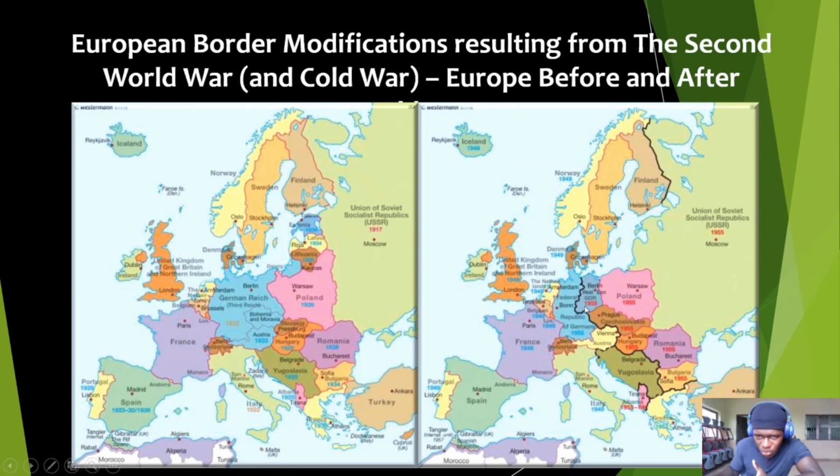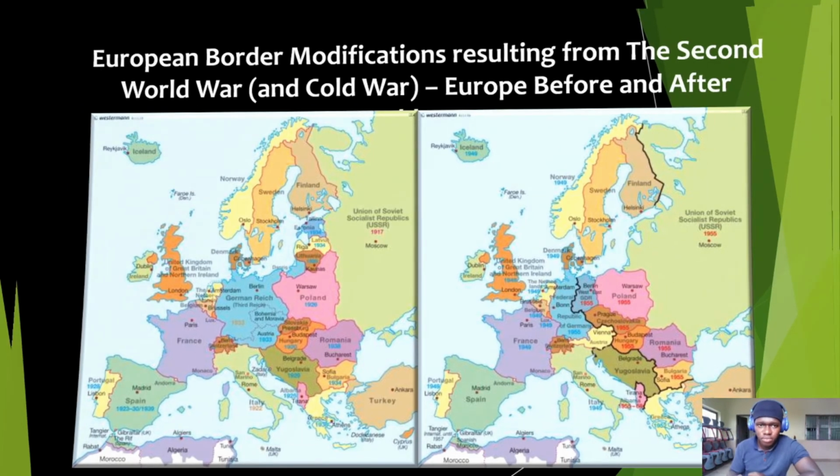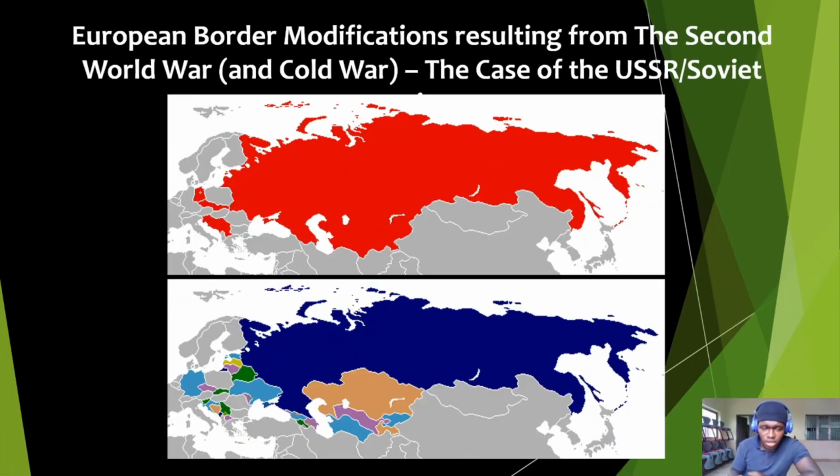So this is what happened to Europe, and for the most part, Europe has remained like this. Only in 2008, we had Kosovo become its own country. Yes, the case of the USSR. I said I was going to get to it.